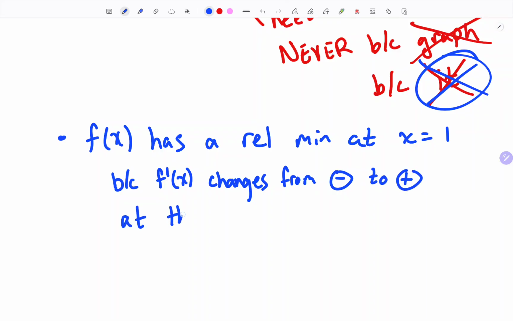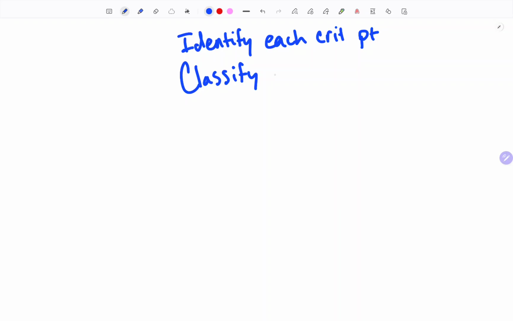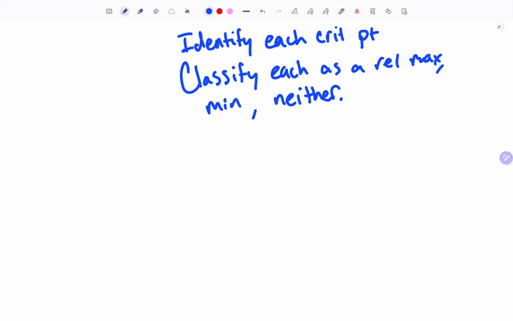Now, all the notes asked us to do was this, but on your first quiz that we're going to take, I'm going to actually ask you a question like this. I'm going to say, first, identify each critical point, and then classify each as a relative max, min, or neither. And it's going to say justify. So the first part is to identify the critical points. You want to justify this. So you want to say a sentence like this.